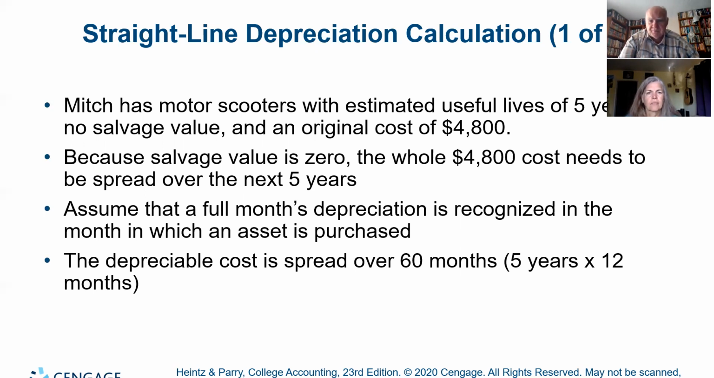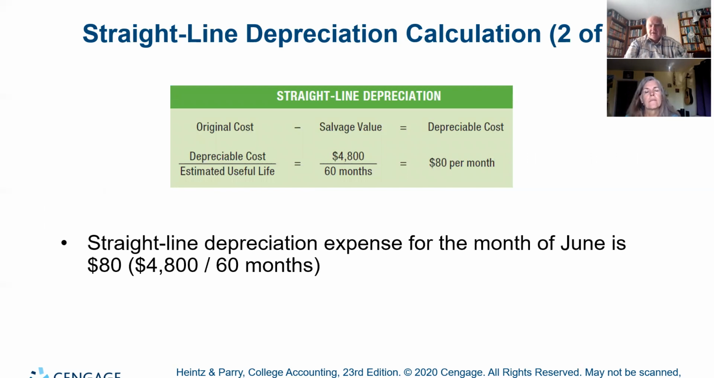So Mitch bought motor scooters with an estimated useful life of 5 years with no salvage value. So that makes it easy. The whole 4,800 is going to be spread over the next 5 years. Assume that a full month's depreciation is recognized in the month in which an asset is purchased. The depreciable cost is thus spread over 5 years or 60 months. 4,800 divided by 60 months is $80 per month, right? Our journal entry is going to be a debit to depreciation expense and a credit to accumulated depreciation.